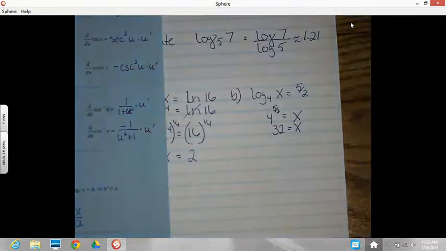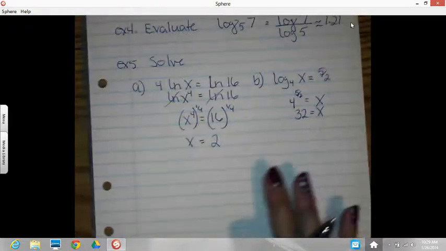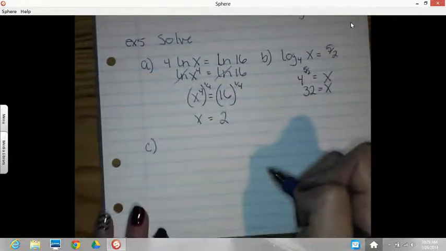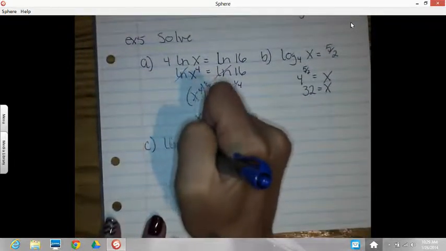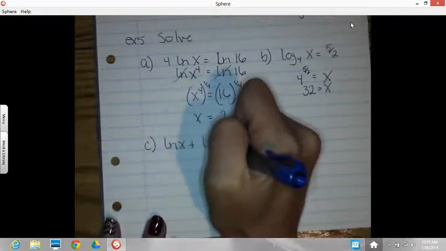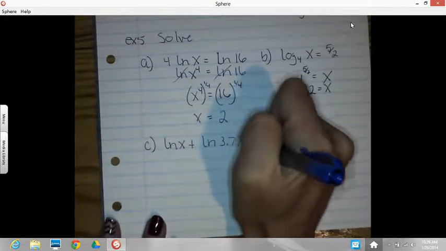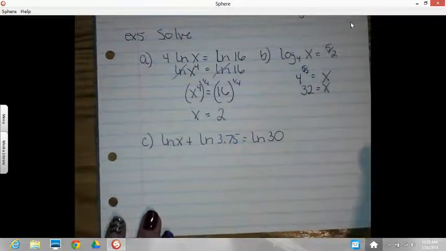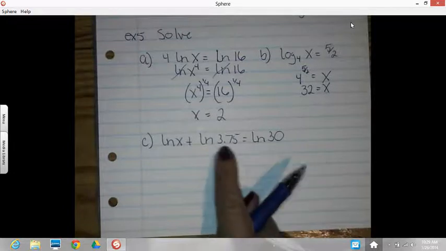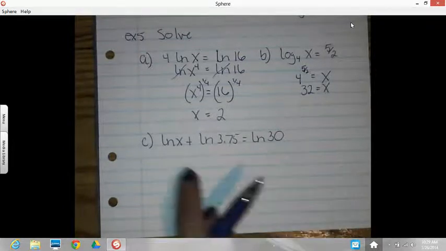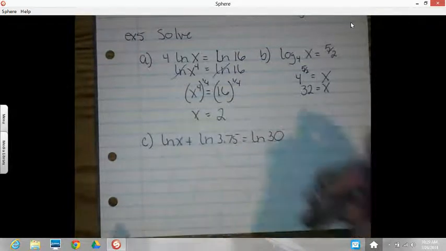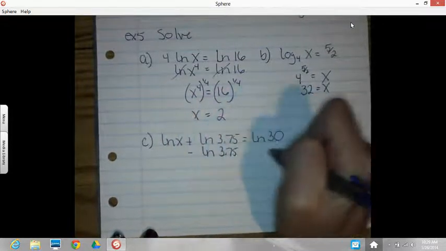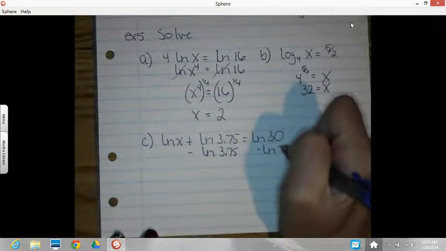Try another. We've got natural log of x plus natural log of 3.75 equals natural log of 30. Because these both are numbers, I would bring those together on one side, leave the x on, isolate the x. So I'm going to subtract natural log of 3.75 on both sides. So natural log of x.